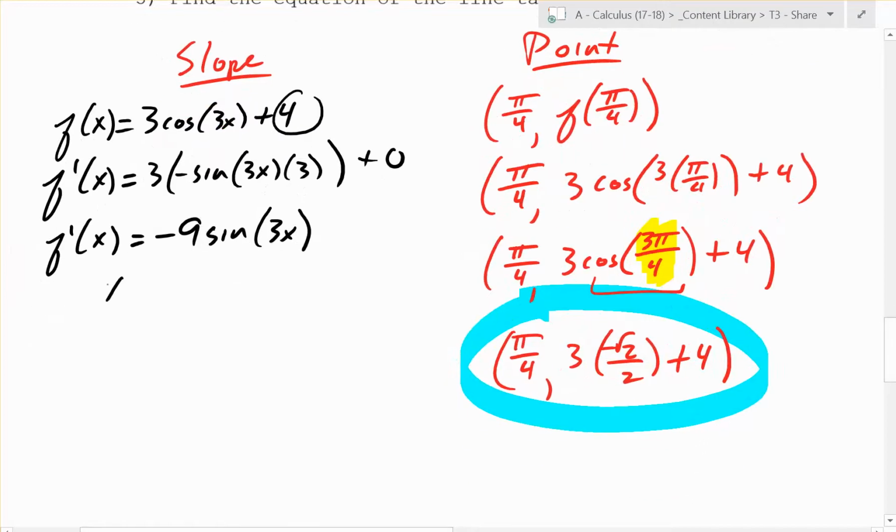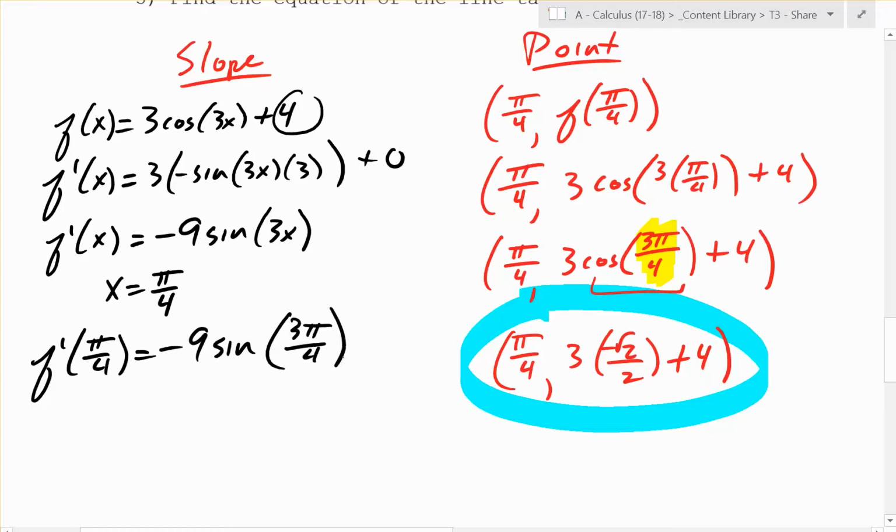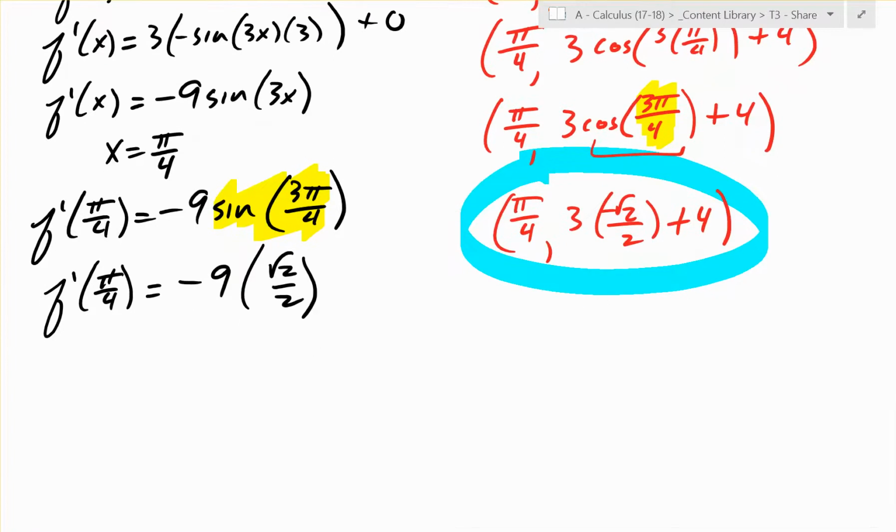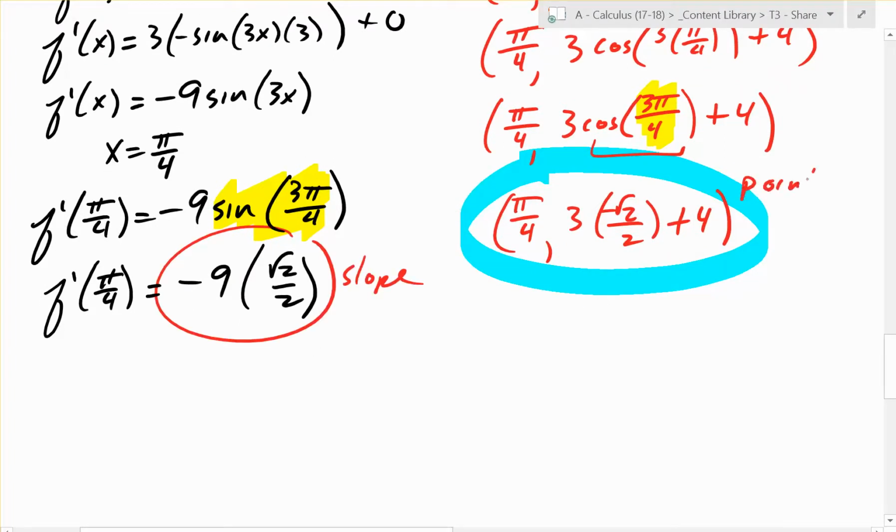So now we're doing it when x is equal to pi over 4. So we need f prime at pi over 4. So we need negative 9 sine of 3 pi over 4. And the sine of 3 pi over 4 is just root 2 over 2. Please review your unit circle if that's not making sense. Negative 9, and then this is just going to be root 2 over 2. So what do we have now? We have the slope. We have the point right here.